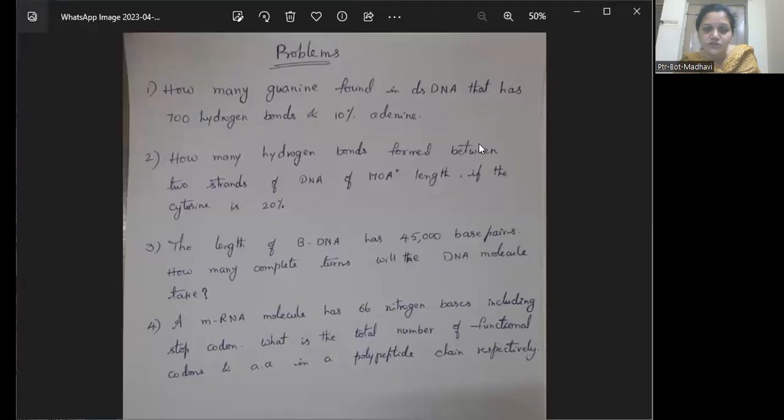How many hydrogen bonds are formed between two strands of DNA of 170 angstroms length if the cytosines are 20%? If this is the case, then what to do? Okay, so here we are saying 170 angstroms is the length of the DNA, and 20% are the cytosines.